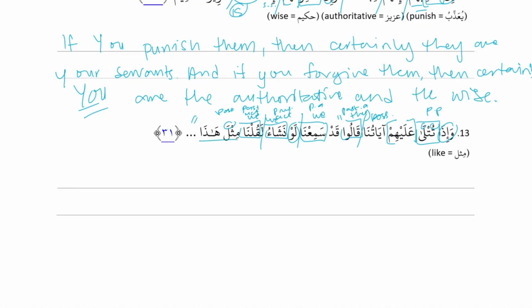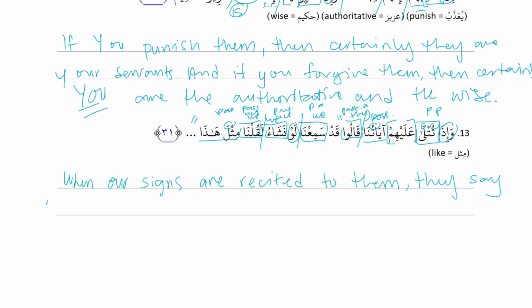Okay, let's translate. Alright, so when. Ida. And then start with our subdoer. Our signs. I don't think we actually mentioned that this was the subdoer, but it is because of the u of the atu. When our signs are recited upon them, or to them more naturally, they say. They say, not they said, because of the ida. Qad sami'na.